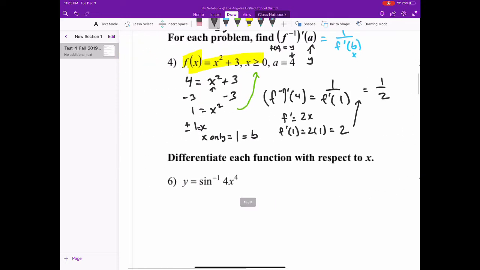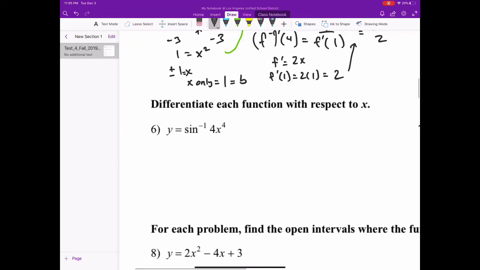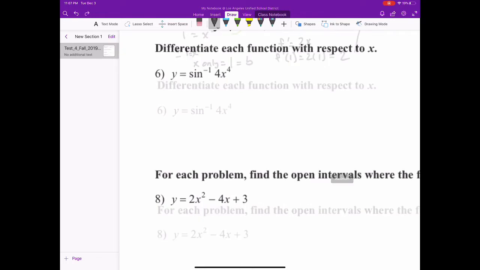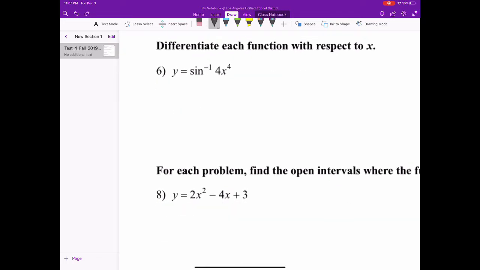Okay. There you go. Differentiate the function with respect to x. That's our next one. We have to remember. Okay, so let's write our identity. D over dx, a derivative of sine inverse of, let's call it u, is equal to 1 over the square root of 1 minus u squared times u prime. Okay, chain rule. Let's be aware of that.